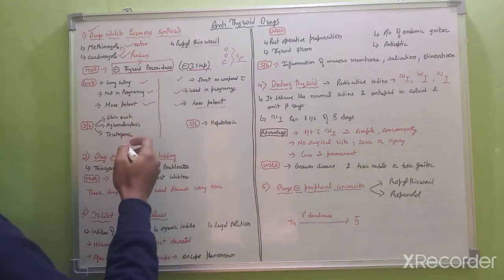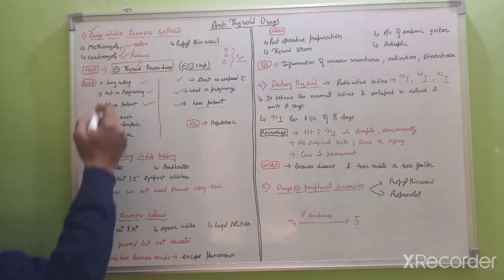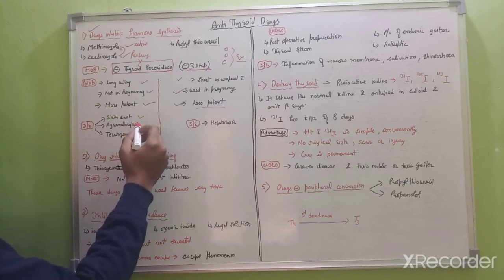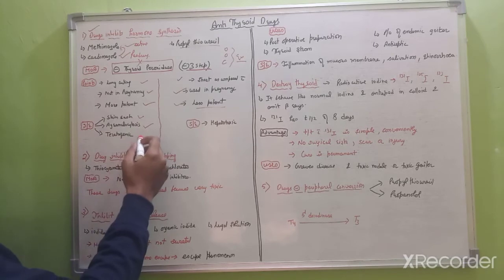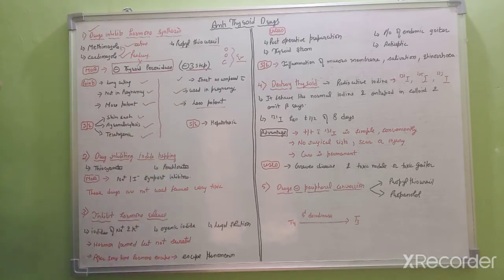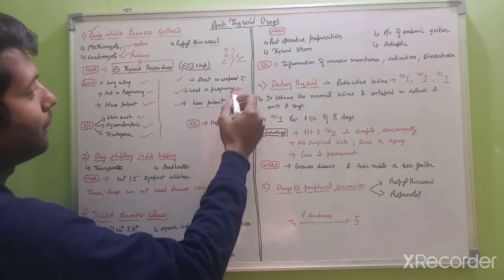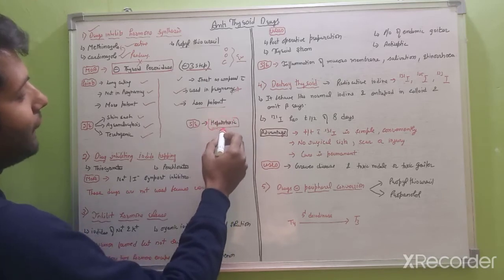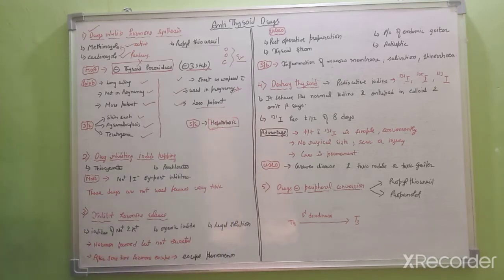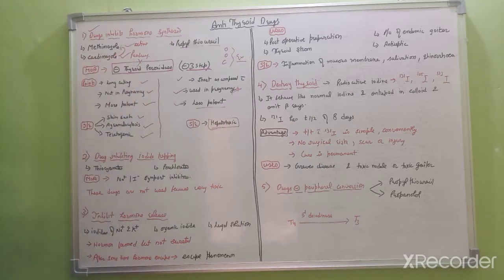Talking about the side effects of these two drugs, methimazole causes skin rashes and agranulocytosis, and it is teratogenic, so not used in pregnancy. Whereas propylthiouracil is used in pregnancy, and its side effect is that it is a hepatotoxic drug. So this is about the first category of drugs, those that inhibit hormone synthesis.